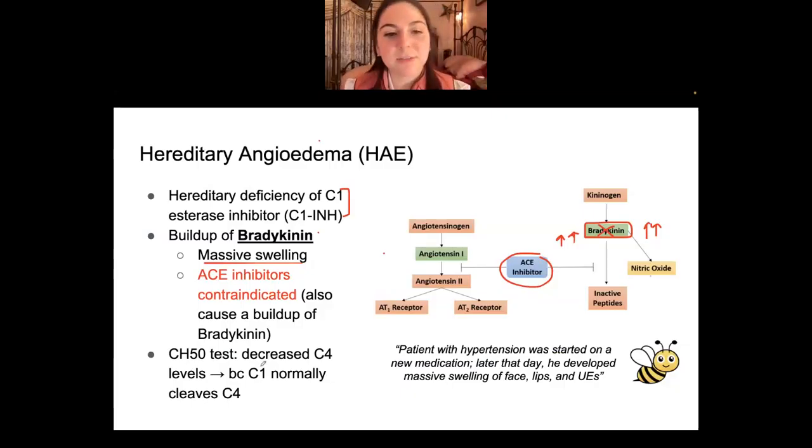And then again, on CH50 tests, we're having decreased C4 levels because C1 normally activates C4 being cleaved, right? So if we don't have this inhibitor, C1 is able to just go ahead and do that. So we're going to consume C4, and that's why you would have decreased C4 levels if you do the CH50 test.